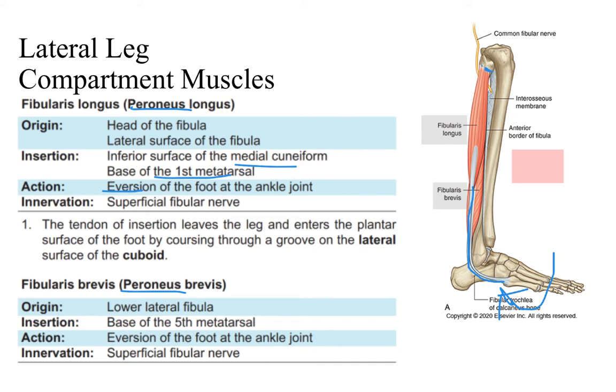All right, and its innervation is the superficial fibular nerve. Then the Fibularis brevis, its origin is the lower half of the fibula, lower portion of the fibula. Then its insertion is the base of the fifth metatarsal. So when it pulls, it's also going to result in eversion of the foot from a different angle. And again, this is supplied by the superficial fibular nerve as well.